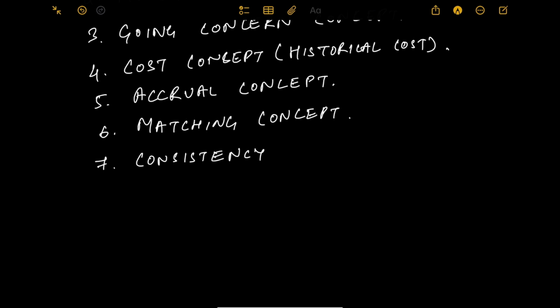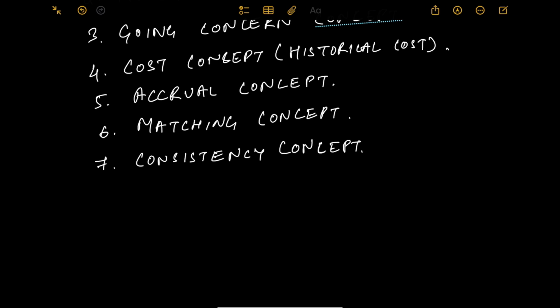Consistency concept. Now what this concept says is accounting methods and policies should remain consistent over time. Changes must be clearly disclosed and justified. Example, change in depreciation method.